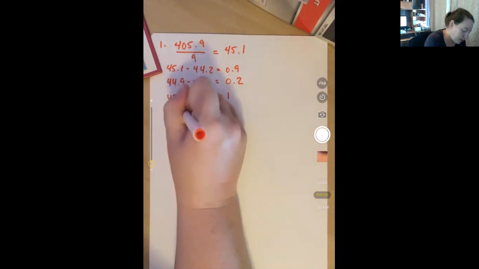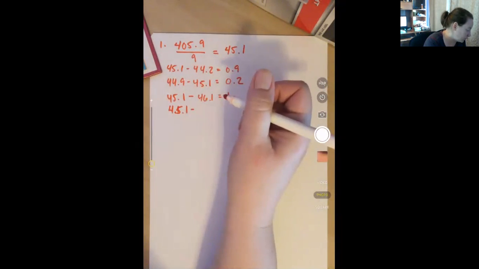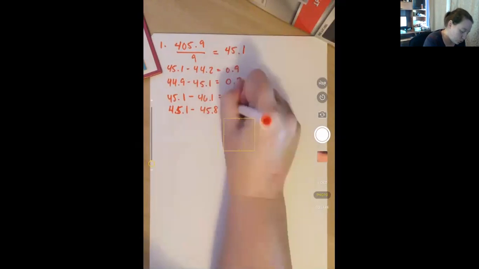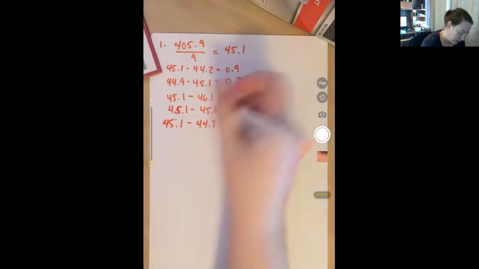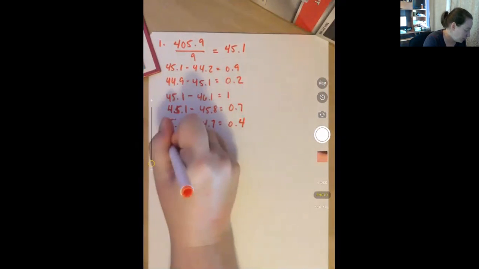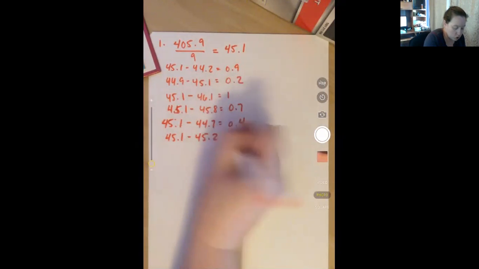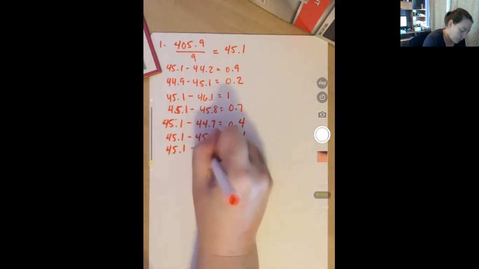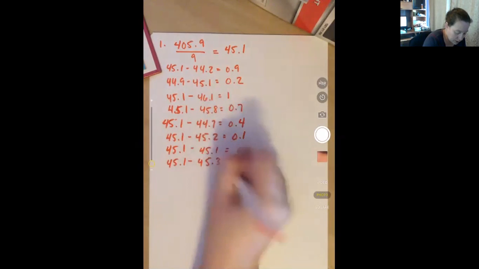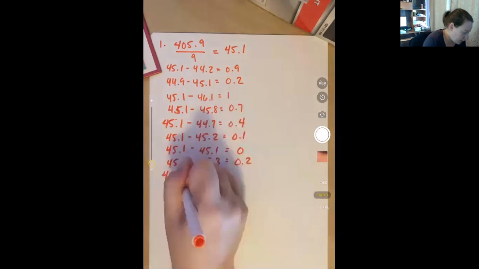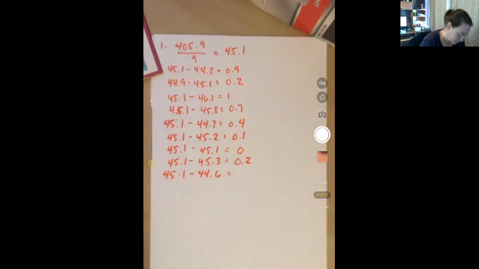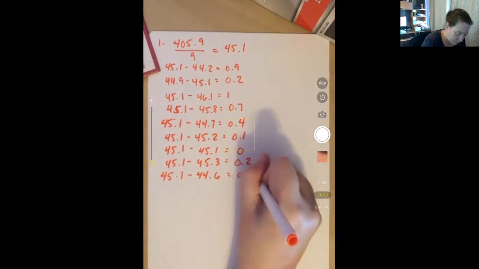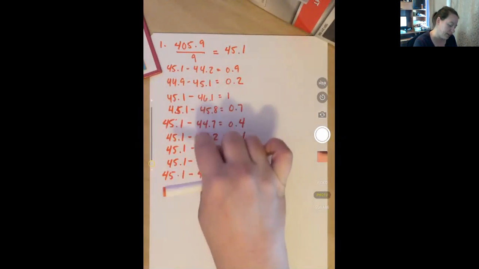45.1 minus 45.8, so I already did the 46.1, is equal to 0.7. 45.1 minus 44.7 is 0.4. 45.1 minus 45.2 is going to be 0.1. 45.1 minus 45.1 is going to be 0. 45.1 minus 45.3 is going to be 0.2. 45.1 minus 44.6 equals 0.5. Okay, so 1, 2, 3, 4, 5, 6, 7, 8, 9.